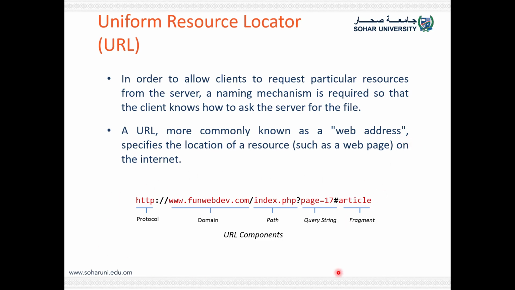These are the components of the URL address, or the web address, starting with the protocol. Then we have the domain name, which, as we mentioned just now, is always mapped to an IP address. Then we have the path of the file that we are targeting, and a query string in case we need to send some data to the target server. And we also have an optional part called a fragment. So these are the components of the URL address.